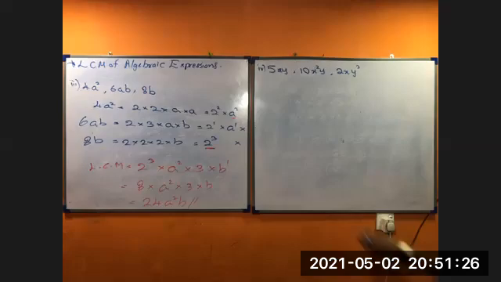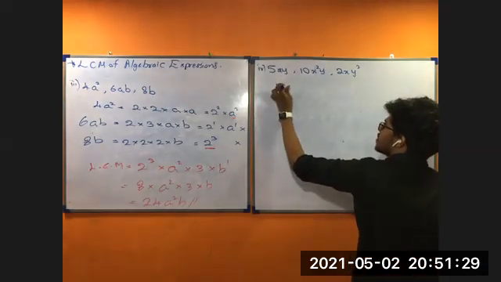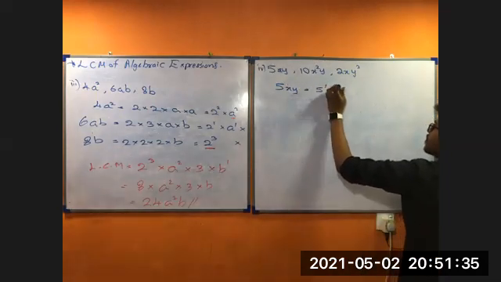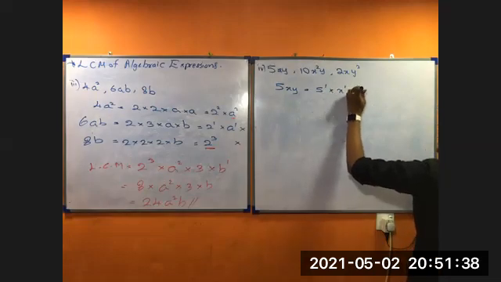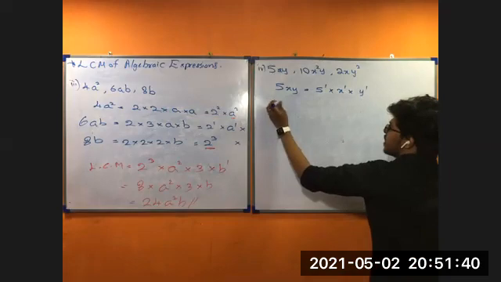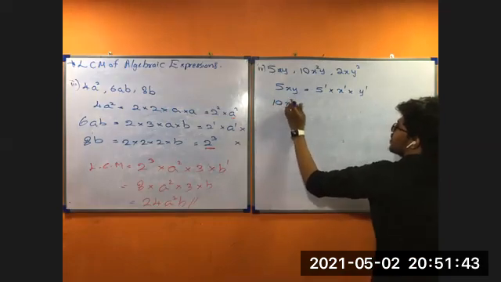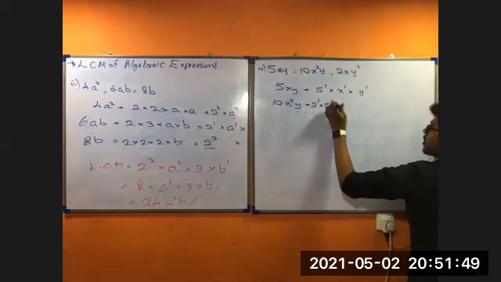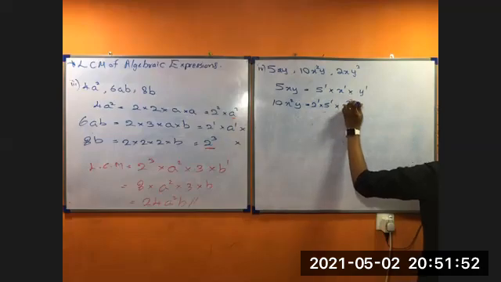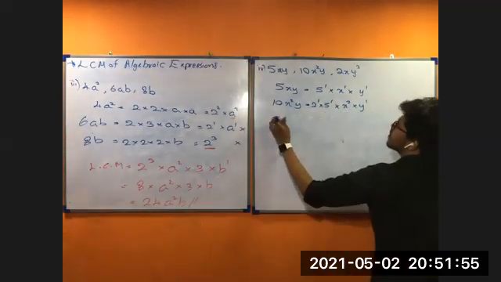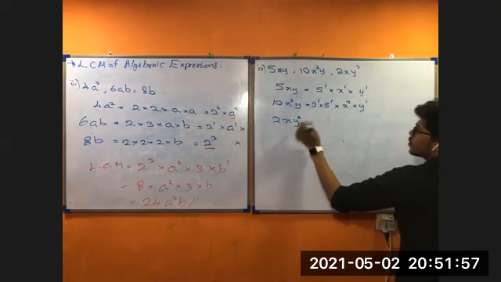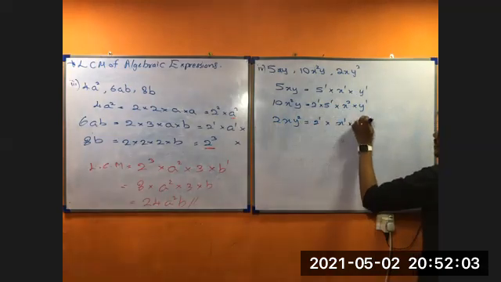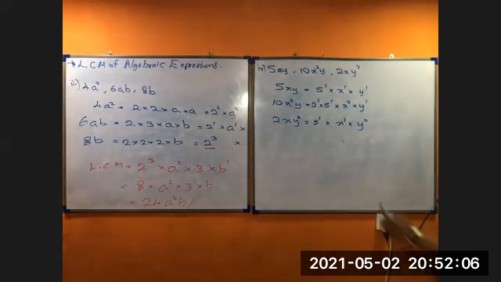Okay, let's see. So let's take 5xy. If you take 5xy, that means 5 to the power 1 multiplied by x to the power 1 multiplied by y to the power 1. Then 10x squared y means 2 to the power 1 multiplied by 5 to the power 1 multiplied by x to the power 2 multiplied by y to the power 1. And 2xy squared is 2 to the power 1 multiplied by x to the power 1 multiplied by y to the power 2. Now let us take the highest powers.